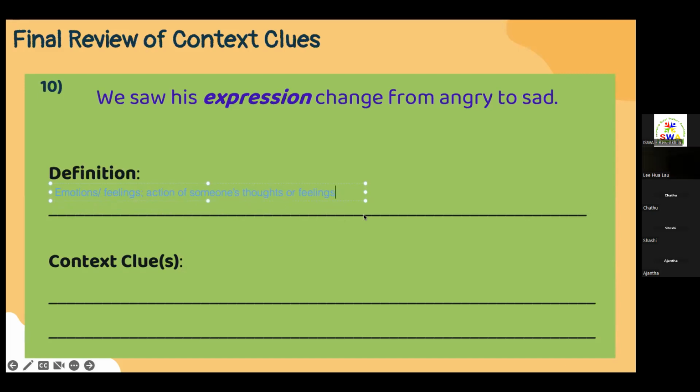So how do y'all know, what do y'all use in the sentence to find what made you think that expression is what you say it is, emotions, feelings, or thoughts or feelings? How do y'all guess or infer from the sentence? What part of the sentence made you think that way? He changed from angry to sad.